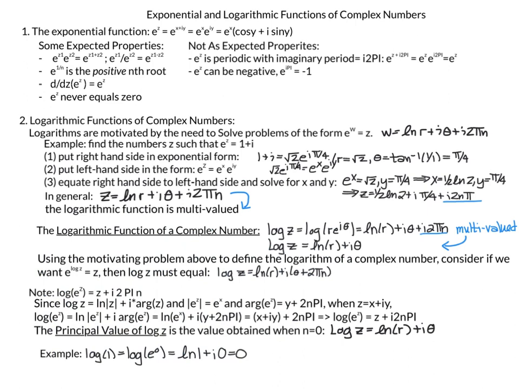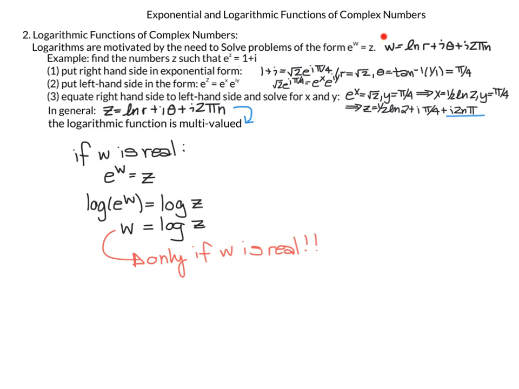Next, we will move on to logarithmic functions of complex numbers. To develop a formula for logarithmic functions of complex numbers, we're going to use the motivating example of solving the problem e to the w equals z. And I'll clear some of this out to give us more room. I have moved our motivating example over here, and I wanted to note if w is real, we could simply take the log of both sides, and then we would get w is equal to log of z. So again, this is only if w is real.